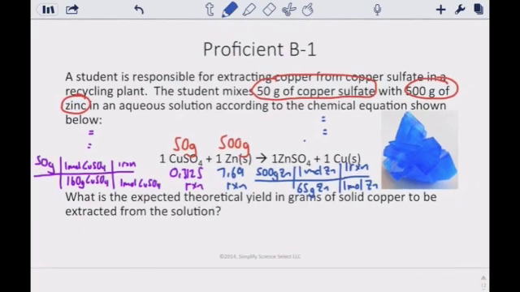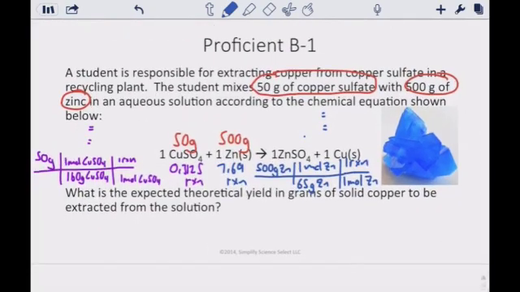Well, that's going to be copper sulfate, which should make sense because there's a 1-to-1 ratio, and their masses aren't incredibly different. I mean, it's 100 grams, but when we're looking at 500 to 50, it's a multiple of 10, and so it makes sense that the copper sulfate would be the limiting reactant.